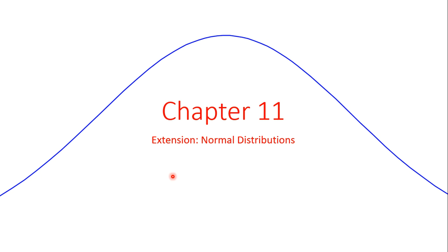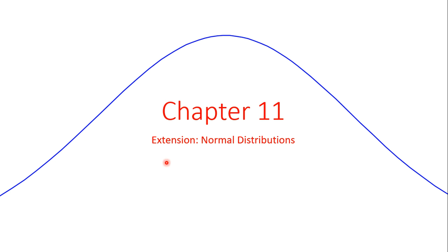Welcome back to the extension to Chapter 11. Yes, we are going beyond just the 6 sections. We're doing an extension. We will also be doing a supplement. But the extension is on normal distributions. We just got done looking at binomial distributions.